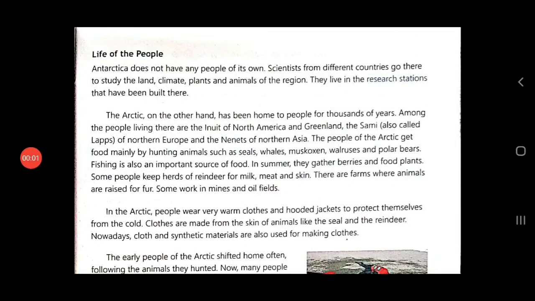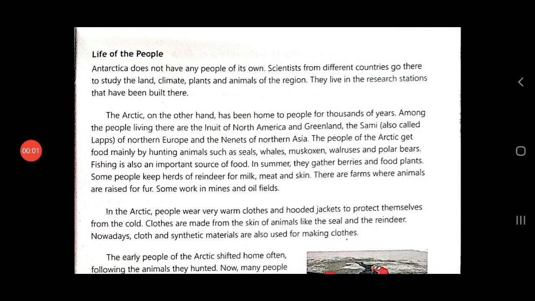Now moving towards the next paragraph, children. The Arctic, on the other hand, has been home to people for thousands of years. Now in this paragraph, they are talking about the Arctic. In the first para, they were telling that Antarctica does not have any people of its own. But here they are telling that the Arctic has been home to people. यहाँ पे सालों से लोग रहते हैं, आ रहे हैं, ठीक है.